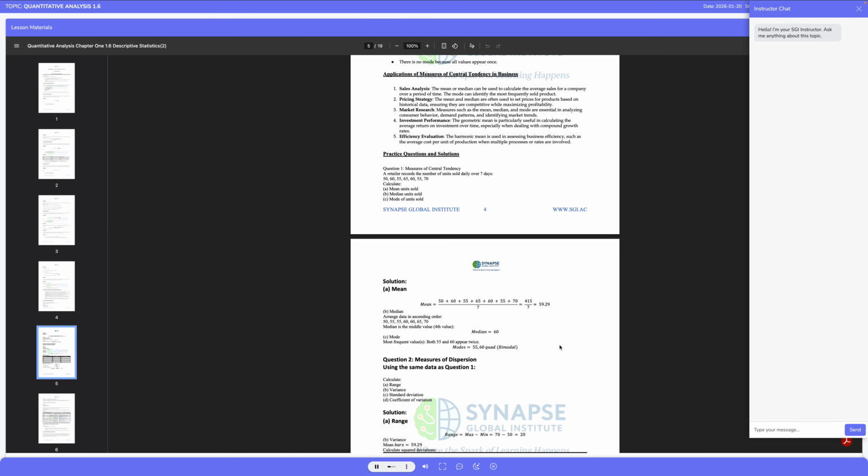To determine the mode, we observe that 55 and 60 both occur twice. So the dataset is bimodal with modes of 55 and 60. This example illustrates how different measures of central tendency provide different insights into the same dataset.